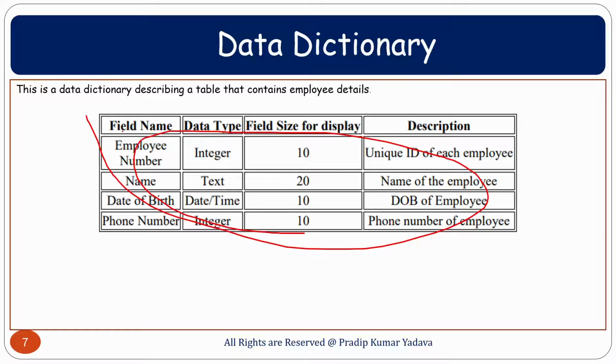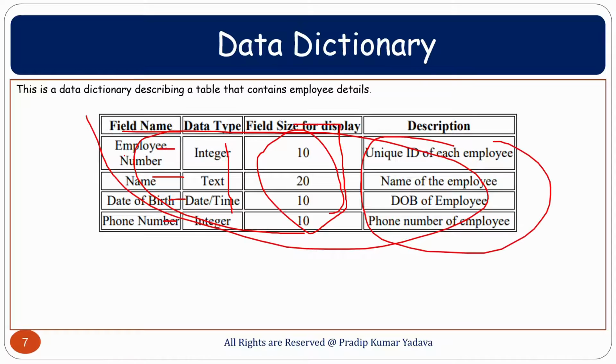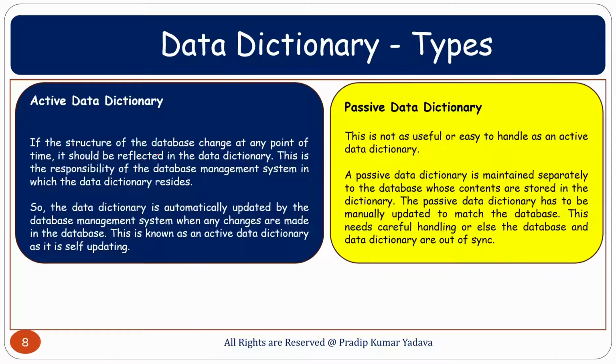So here you can see the field names like employee number, name, date of birth, phone number, and data type. You can see the field size for display. Here you can see the description of this particular column. Now there are two types of data dictionary.